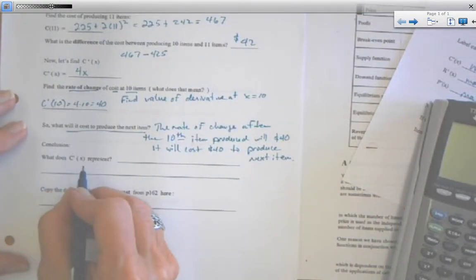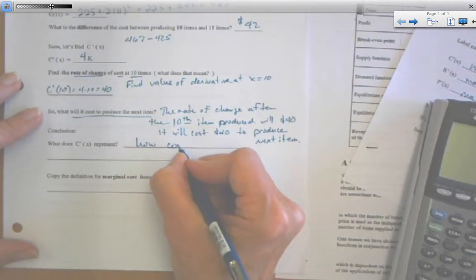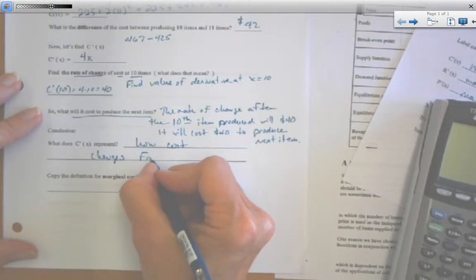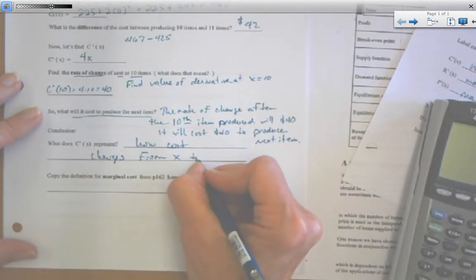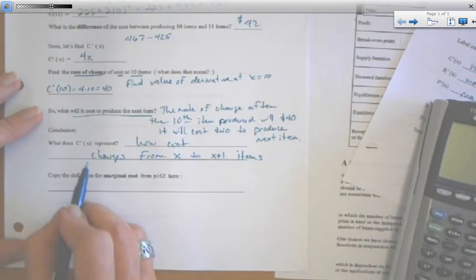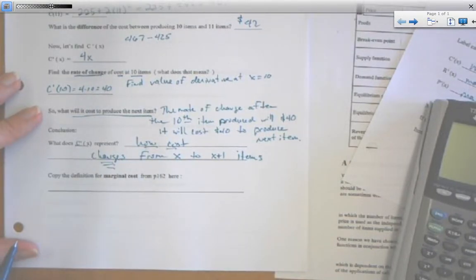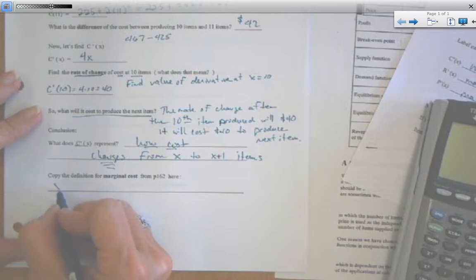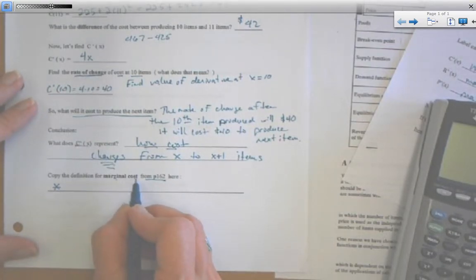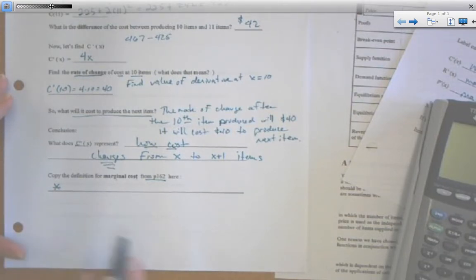So C prime represents how cost changes from x to x plus 1 items. C prime represents how the cost changes. All right, so go to page 162 in your book and copy the definition for marginal cost in this blank. I will give you a few minutes to do that.